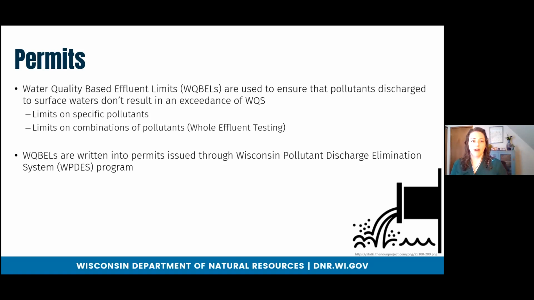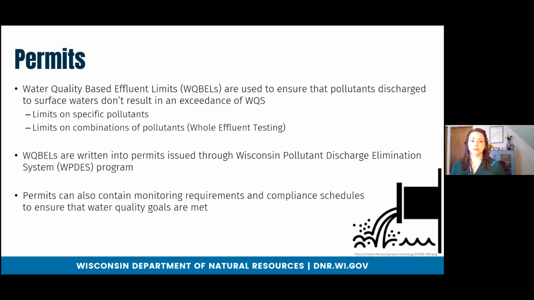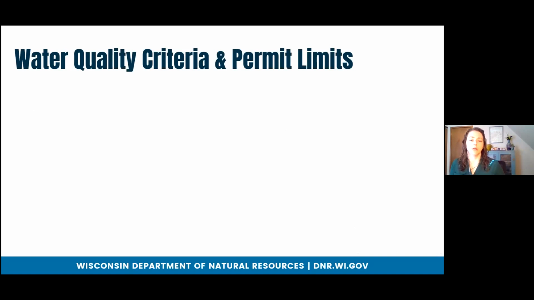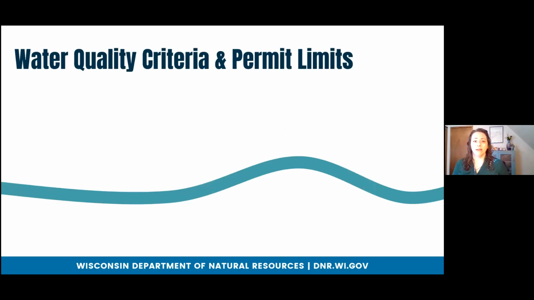Permits also can contain certain monitoring requirements or something called a compliance schedule to ensure that water quality goals are met. So we're not just saying you can't discharge this amount of a pollutant and then leaving it. We also include certain requirements to make sure that permittees are following the limits that are stated in the permit. And so I just want to give a quick example of how water quality criteria and permits interact with one another. So we have a water body here that has a facility on it, and the facility is discharging an effluent downstream.